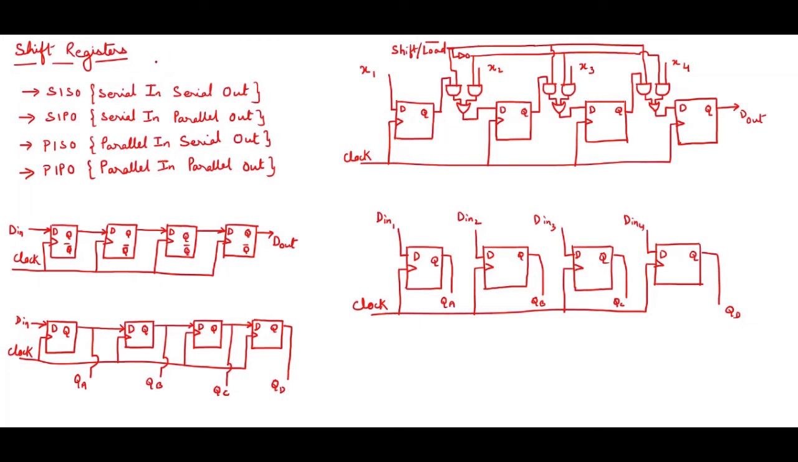Hello everybody. In this video we're going to learn about shift registers. You can see over here I've taken different types of shift registers, that is SISO, SIPO, PISO and PIPO. SISO is called serial in, serial out. Serial in parallel out stands for SIPO, parallel in serial out stands for PISO, and parallel in parallel out stands for PIPO.